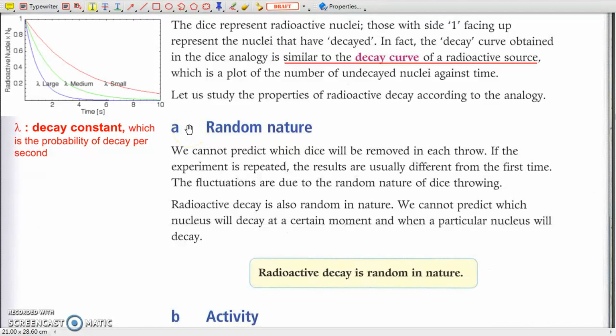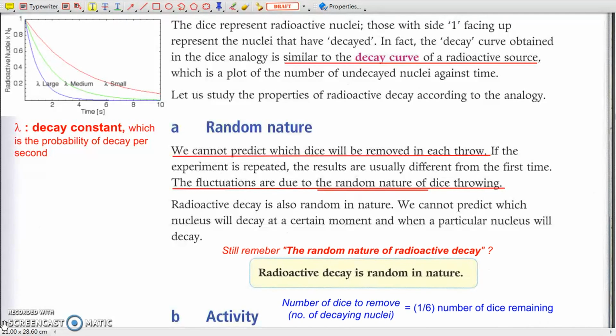A. Random nature. Although dice tossing is random, and we are not sure which dice will give a 1 or when, we know the probability of giving a 1 is approximately 1/6. So the number of dice to remove, which represents the number of decaying nuclei, is given by 1/6 multiplied by the number of dice remaining.